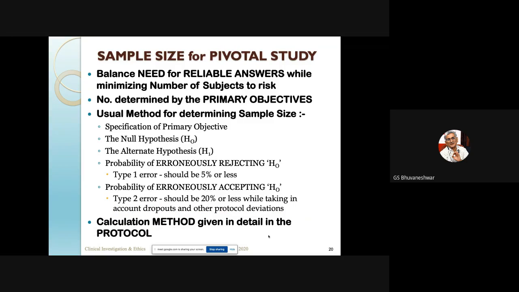So the sample size for pivotal studies, as I said, you need to balance the need for reliable answers while minimizing the number of subjects at risk. This is a challenge. This is where you need good statistician support to justify your subject size. You don't want your numbers to be large, as the cost and time will go up, but you need enough to generate reliable answers. So the number is generally determined by the primary objectives of your study. So the usual methods, just a minute, please.